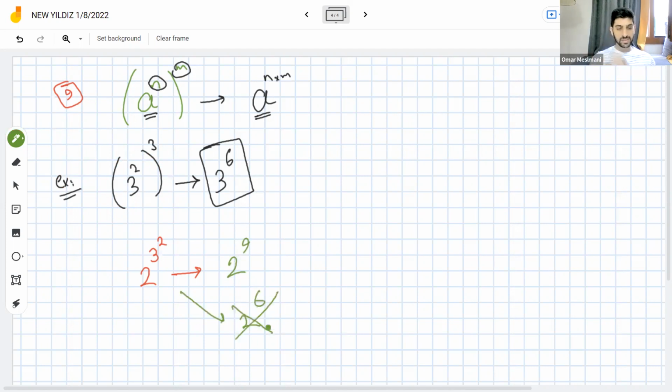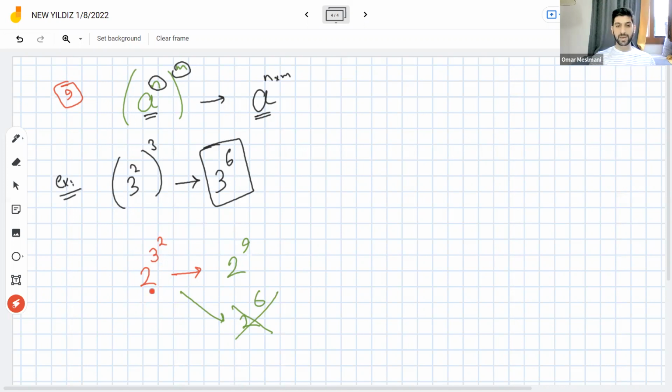Why is this a mistake? Because actually the power 2 has no bracket. There is no bracket right now. So the power 2 is for which base? The power 2 is for this base, for 3. So I'm going to find the answer of 3 power 2 first. What is the answer of it? It is a 9. You understand?